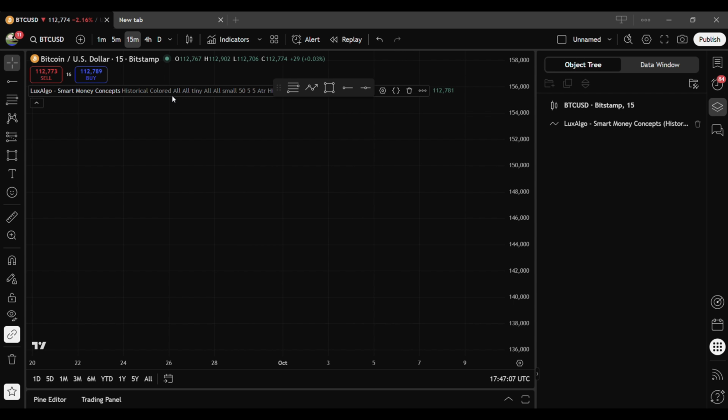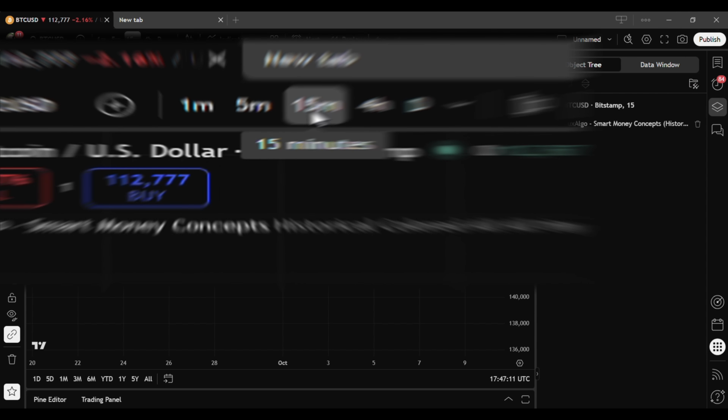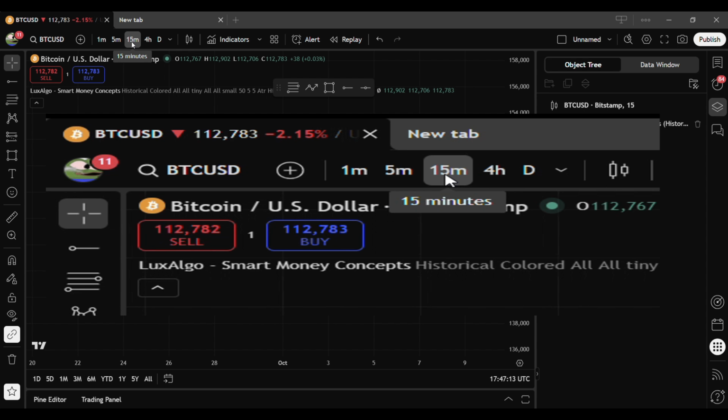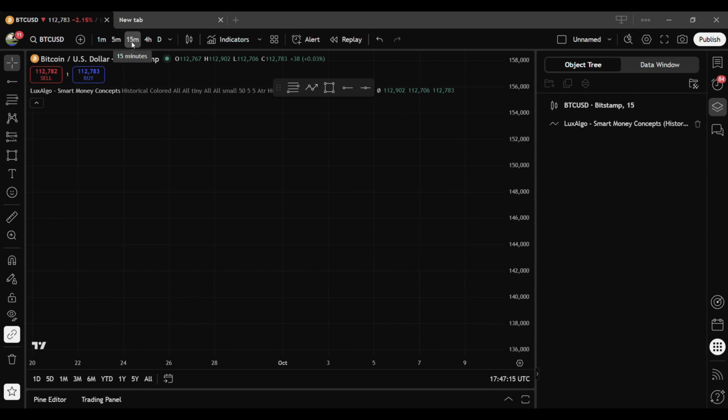So let's get into the good stuff. For crypto, we are only trading above the 15-minute time frame, alright? If you go below that, this strategy doesn't work and eventually you will blow up your account. So 15-minute time frame and above only.